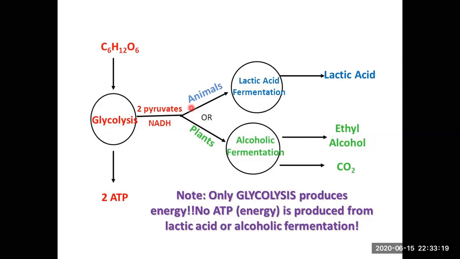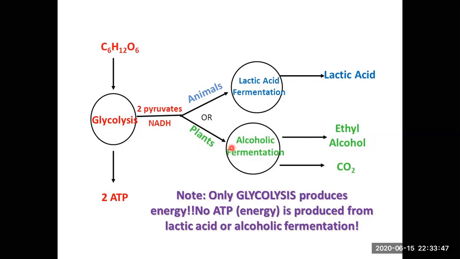What is happening in case of animals? Lactic acid fermentation will take place, and in case of plants, alcoholic fermentation. In lactic acid fermentation, the product is lactic acid, hence the name. In alcoholic fermentation, the product is alcohol or ethyl alcohol, hence it is known as alcoholic fermentation. The difference is that in alcoholic fermentation, carbon dioxide is also produced.